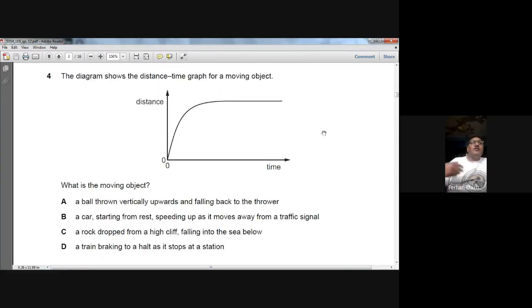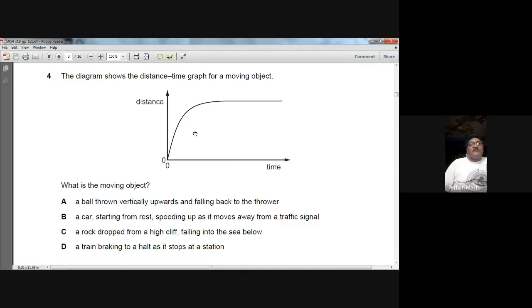Okay. On your screen, we have question number 4. The diagram shows the distance-time graph for a moving object. What is the moving object? So you see here we have a distance-time graph. Here the gradient is constant, it means the speed is constant. Then the gradient starts decreasing, it means the speed started decreasing. And then the gradient becomes flat, or the gradient becomes 0. When the graph becomes flat, it means the speed becomes 0.